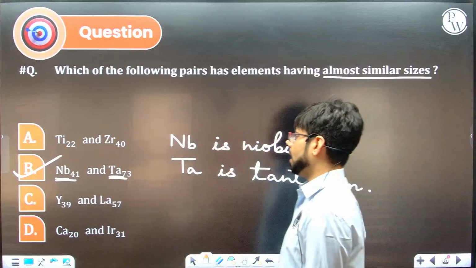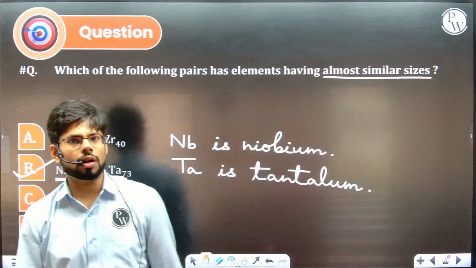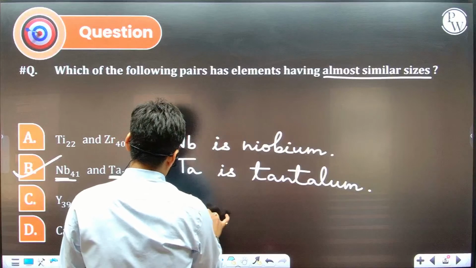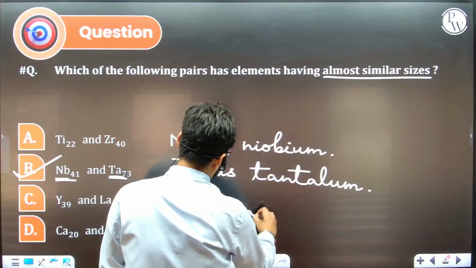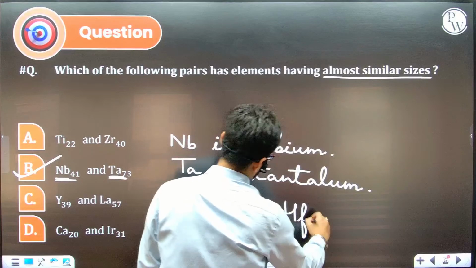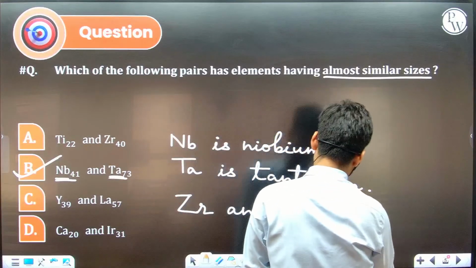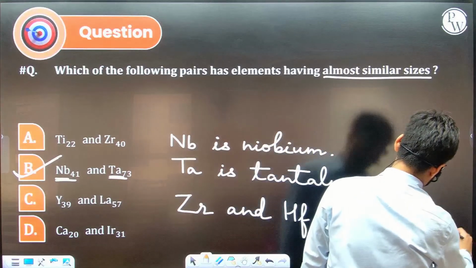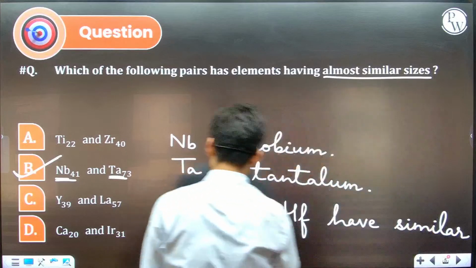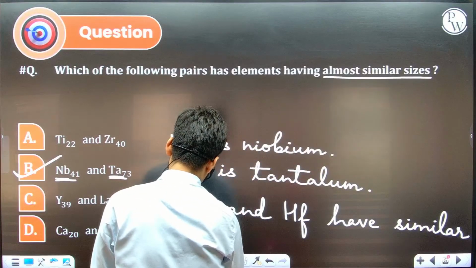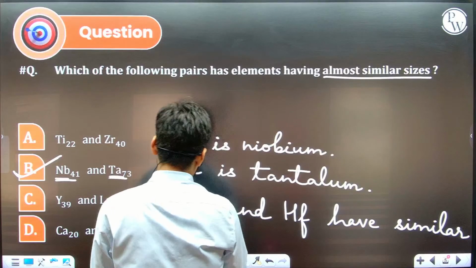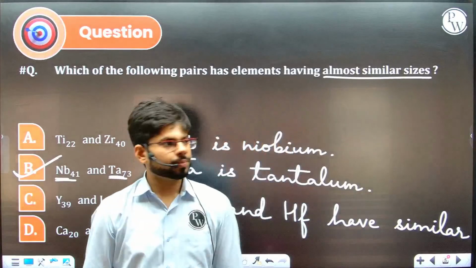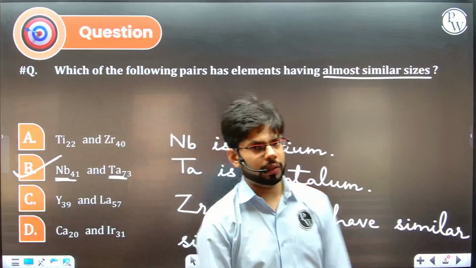So Nb and Ta have similar sizes, and the reason is what? Lanthanide contraction. Similarly, if you remember, Zr and Hf have similar sizes. Zirconium and hafnium. This is zirconium, this is hafnium. The atomic number of zirconium is 40, and the atomic number of hafnium is 72.